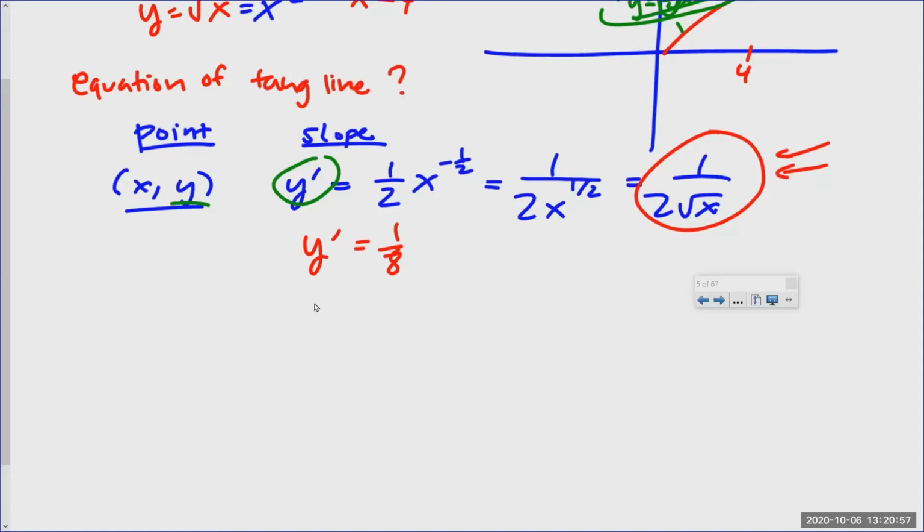So I know y prime is 1 over 2 square root of x. Do you guys see where I'm getting that? That was a derivative that I figured out before. Set that equal to 1/8. Okay? Solve for your x, and whatever your x is, it can go back into here.